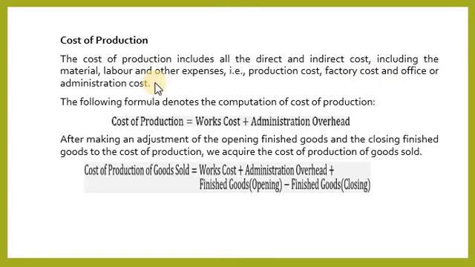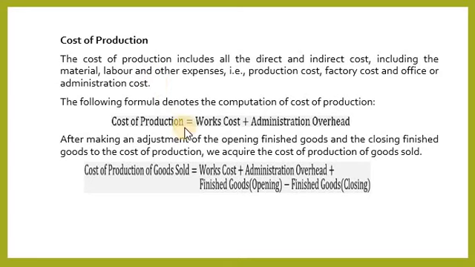Okay, here the production cost, or cost of production, includes all the direct and indirect costs involved in our production. Direct cost means the prime cost. That means direct material plus direct labor plus direct wages. These all come under direct cost. Indirect cost means the factory or work cost and office and administrative cost.